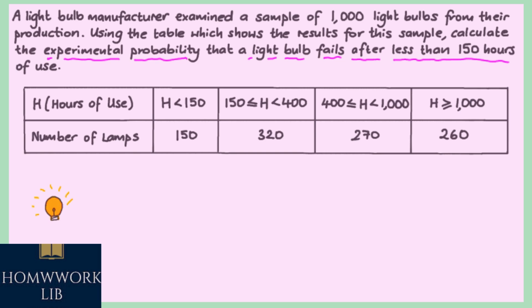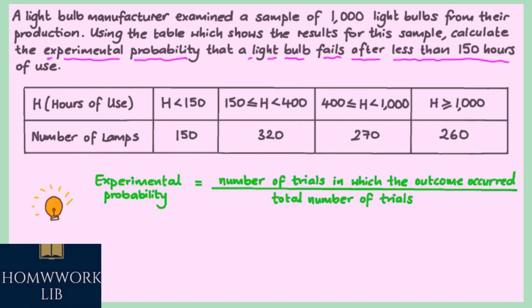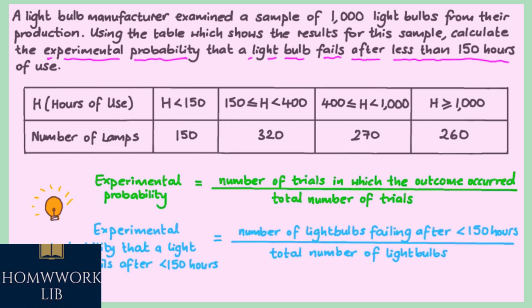So let's recall how we calculate the experimental probability of an event. In general, we can say that the experimental probability of an event is equal to the number of trials in which the outcome occurred over the total number of trials. In the context here, the experimental probability that a light bulb fails after less than 150 hours is equal to the number of light bulbs failing after less than 150 hours over the total number of light bulbs. We then just need to work out the values for the numerator and denominator on the right-hand side.